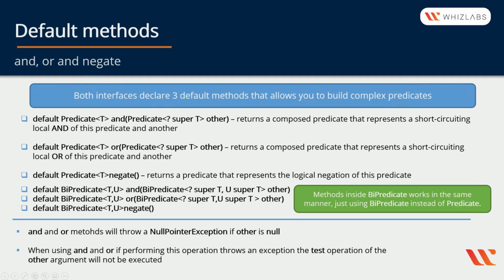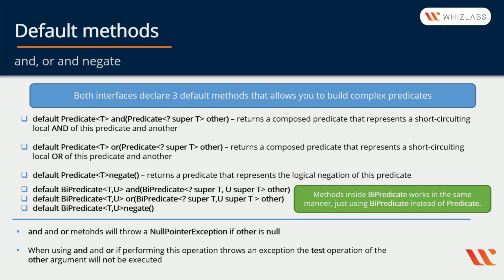As I said, both interfaces declare three default methods. They allow you to build complex predicates. The and method takes another instance of Predicate as an argument and returns a composed predicate that represents a short-circuiting logical AND of this predicate and another. The or also takes another instance of Predicate as an argument, but returns a composed predicate that represents a short-circuiting logical OR of this predicate and another. Negate returns a predicate that represents the logical negation of this predicate.